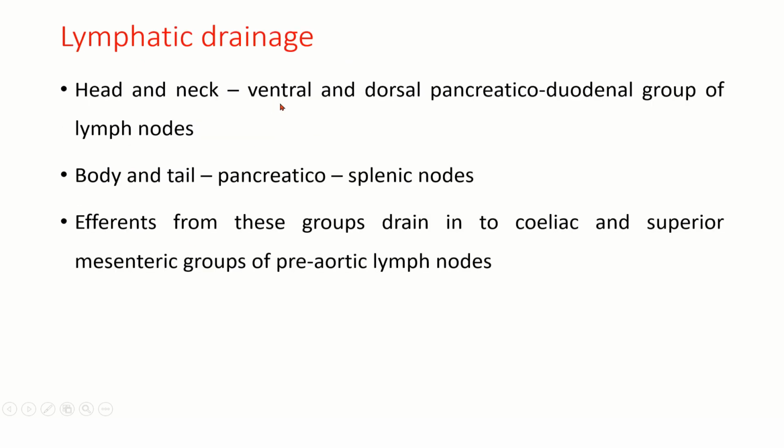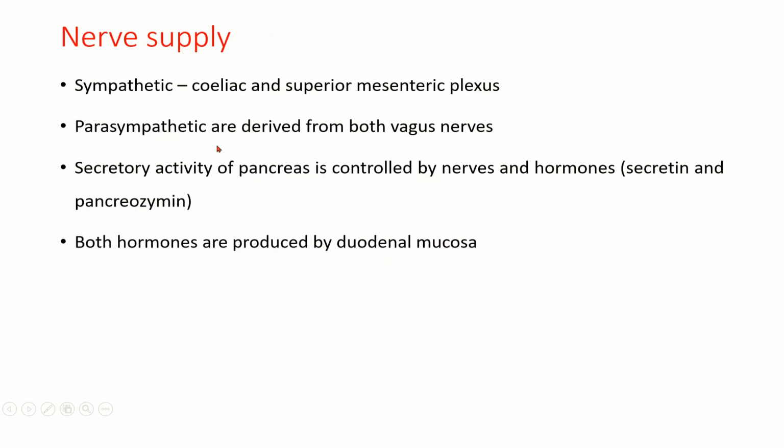Lymphatic drainage: head and neck drain into the ventral and dorsal pancreaticoduodenal group of lymph nodes. Body and tail drain into the pancreaticosplenic nodes. Efferents from these nodes drain into the celiac and superior mesenteric group of preaortic lymph nodes. Now nerve supply: sympathetics come from the celiac and superior mesenteric plexus. Parasympathetics are derived from both vagus nerves.